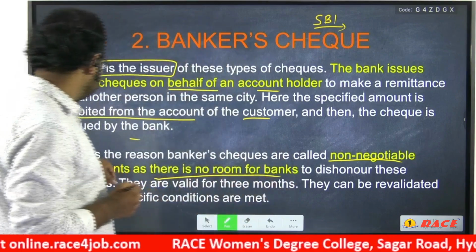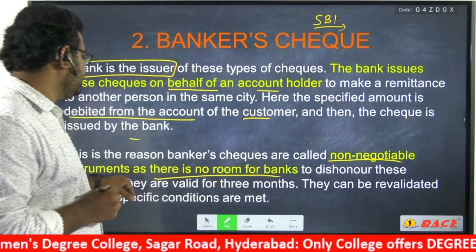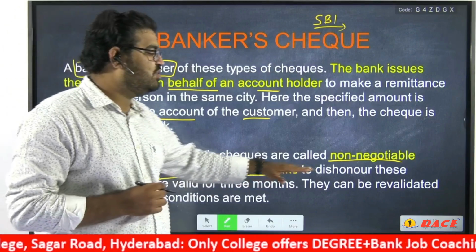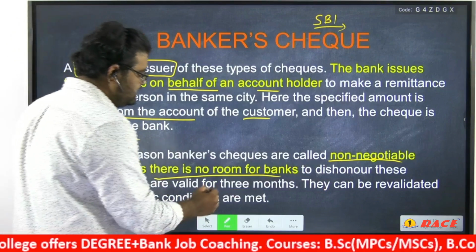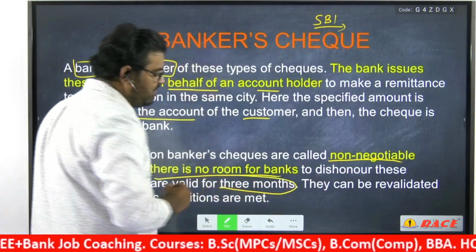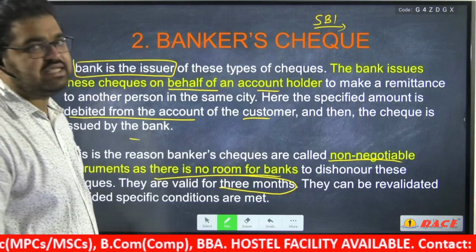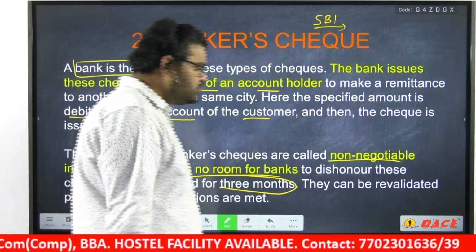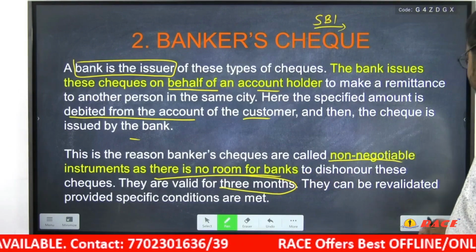See, this is what this statement says. This is the reason banker checks are called non-negotiable instruments. There is no room for banks to dishonor these checks. They are valid for 3 months. Yes, the basic validity period is 3 months. They can be revalidated provided specific conditions are met. So the validity period is 3 months.